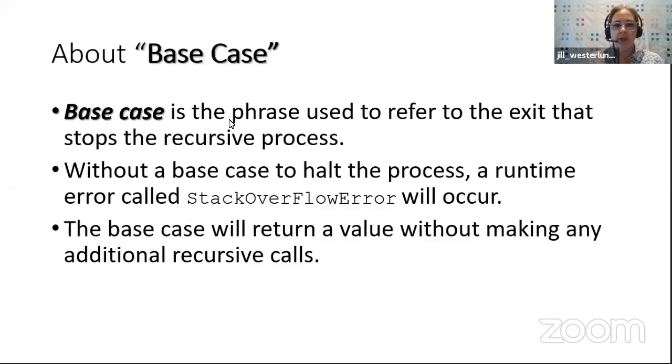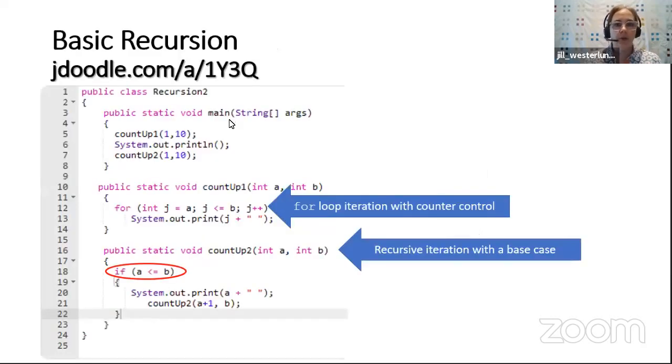Before we look at some code, I want to unpack a little bit base case for you. The phrase is used to refer to the exit that stops the recursive process. That's what it's going to check for to make the recursion not happen any longer. Without a base case, you're going to get a Stack Overflow error. The base case will usually return a value, and you'll see that in the code. It might return an empty string. It might return a 1. You're the programmer. You can decide what it returns.